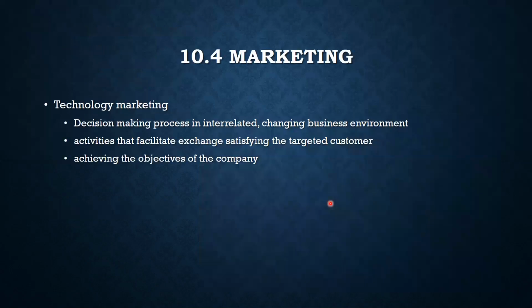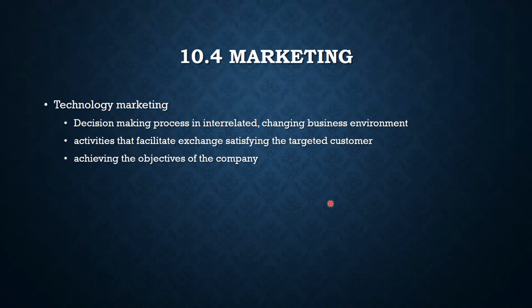The fourth section is all about marketing. The definition is something like the perspective of the individual and the discipline. But what is technological marketing? We need to see that. So it's a process of making decisions that are totally interrelated, changing the business environment or activities that facilitate exchange, satisfying the target customer while achieving the objectives of the company.